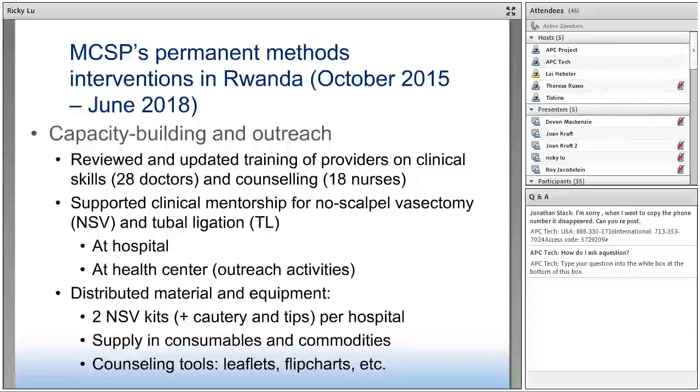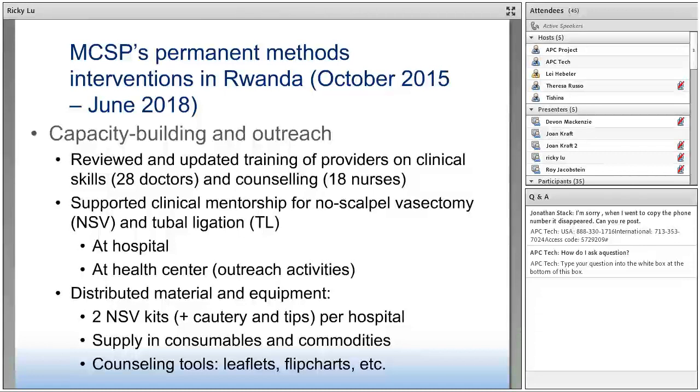Now, specifically for the MCSP portfolio on permanent methods, which started in October 2015 and continued until this year, June 2018, our primary goal was to develop capacity, and the whole idea was to ensure that we can bring the services to the lowest level possible, which in this case was the hospital setting, where routine permanent method services are being made available. And based on need and the number of clients coming in for services at the front line, we also developed an outreach team who can go out and do the service at fixed sites.